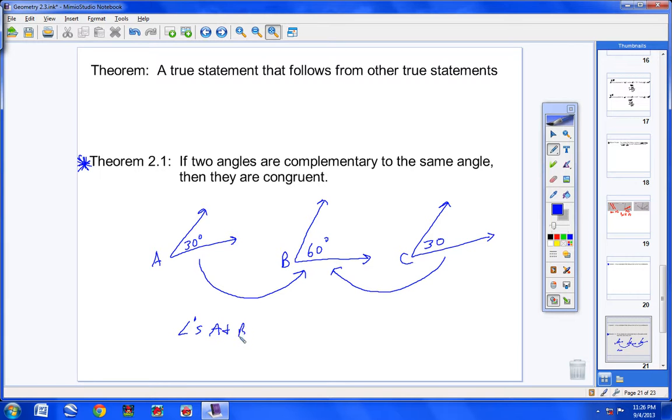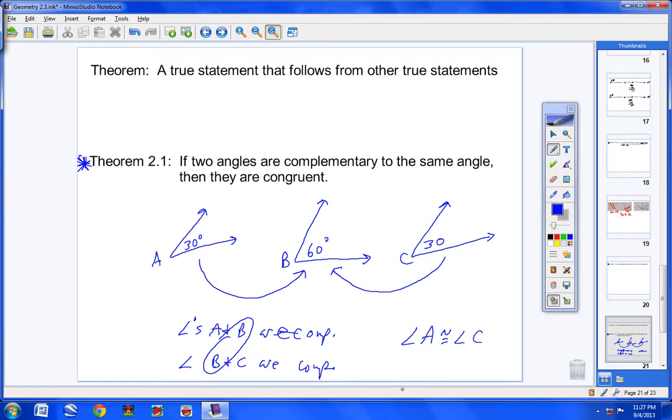Angles A and B are, my computer's freezing up, guys, sorry about that, complementary. And then write angles B and C are complementary. Do you see that? Now it says if two angles are complementary to the same angle, and they are, A is complementary to B and C is complementary to B, then those two angles are congruent. So A and B are complementary, B and C are complementary. Notice how C is complementary with B, A is complementary with B, A and C are both complementary to the same angle, so thus we know that angle A is congruent to angle C.